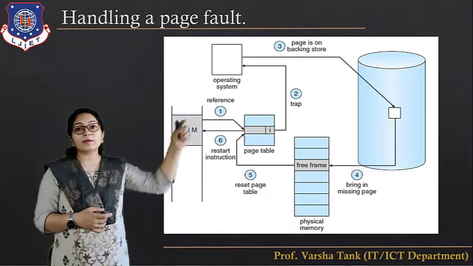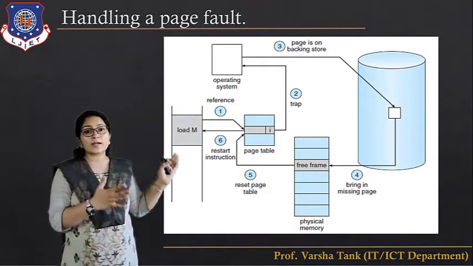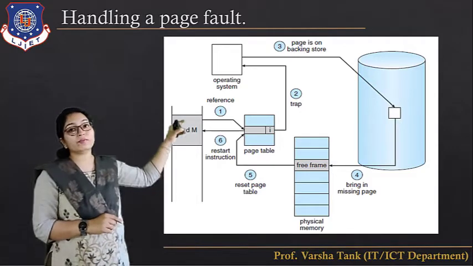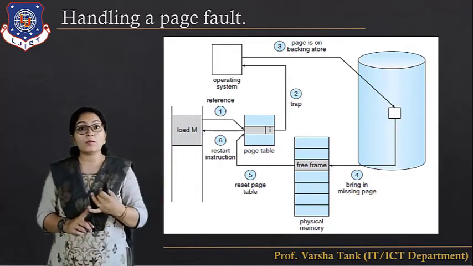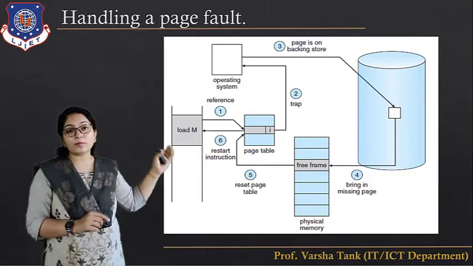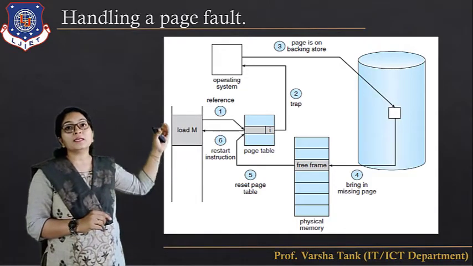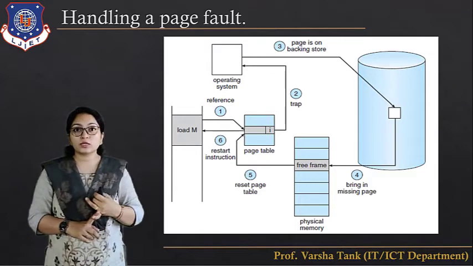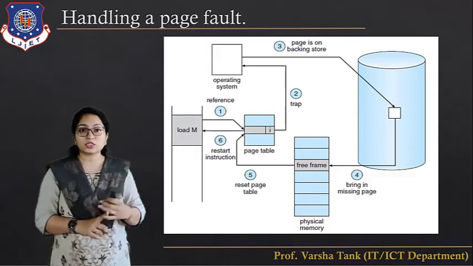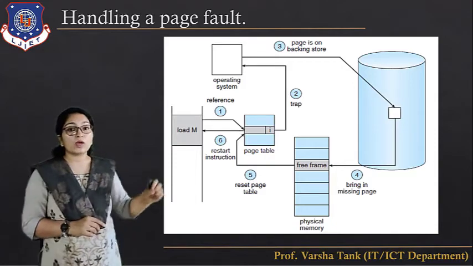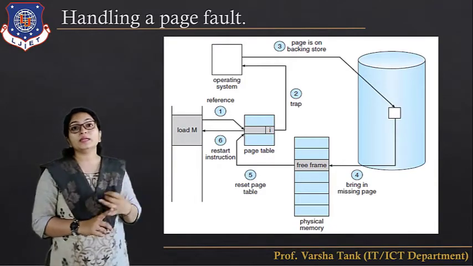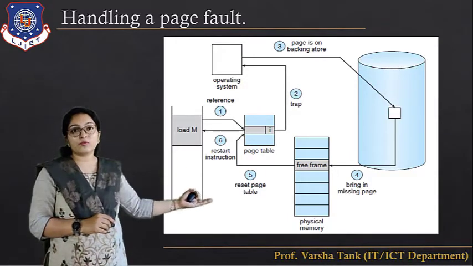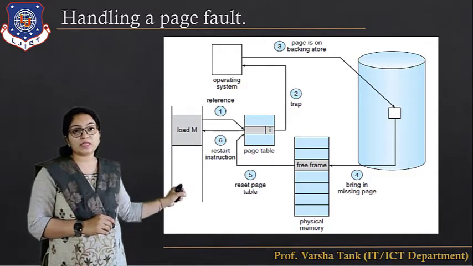So here the trap will go to the operating system. That means there is a type of error: the page is not there in the memory area, so it becomes known to the operating system. Now what will the operating system do? The operating system will load that particular page from the disk storage. The page is on the backing storage, which the operating system will find, and that page will be loaded into the memory area.